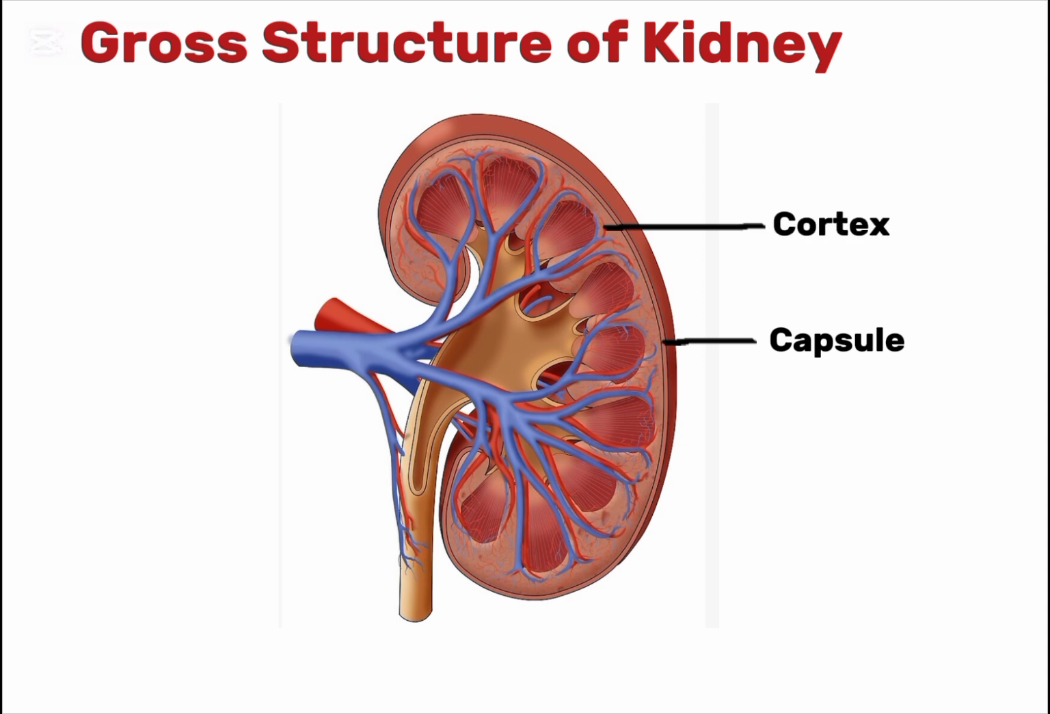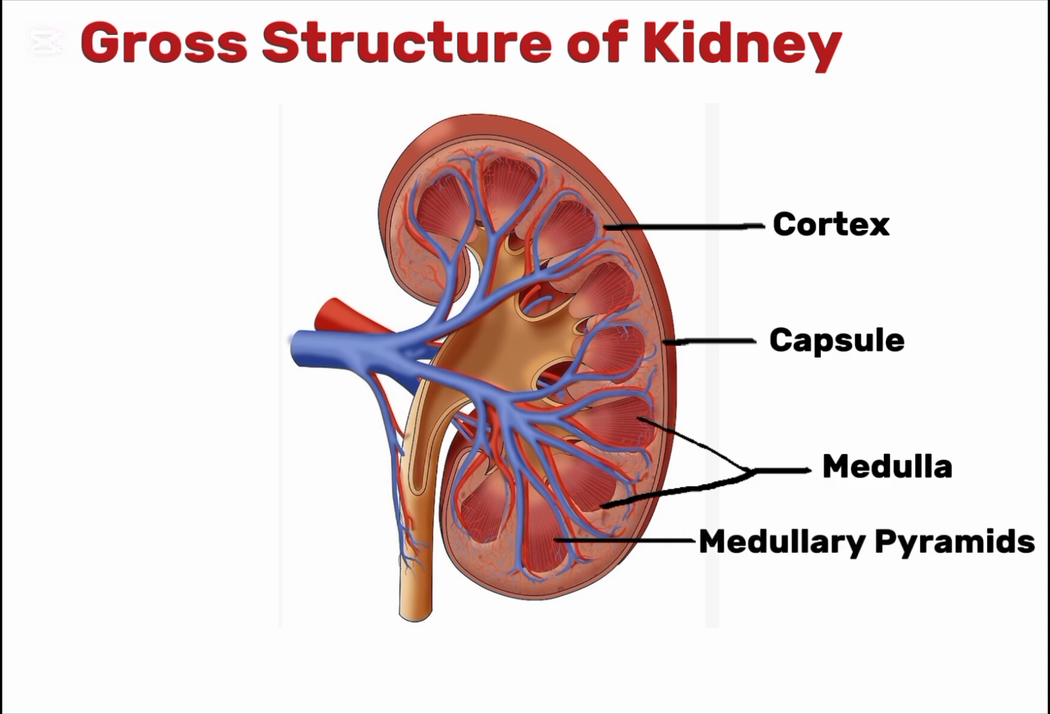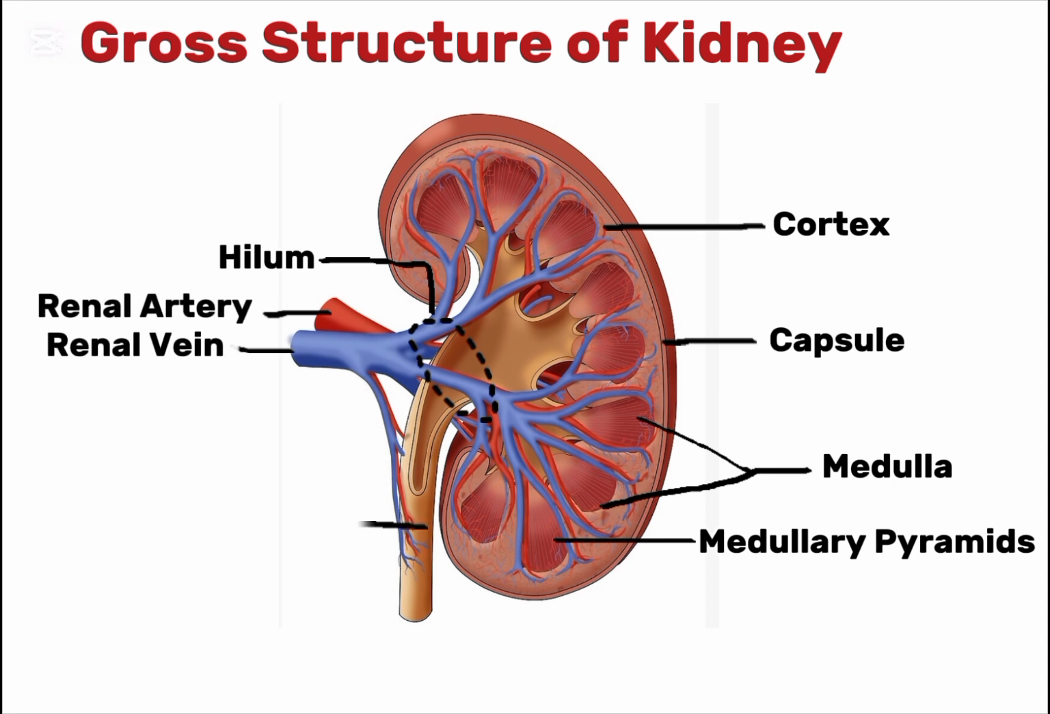Cortex is the reddish brown layer that lies immediately below the capsule. Third and the most innermost layer is the medulla, which consists of various conical shaped striations that are renal pyramids. Hilum is the medial concave border of a kidney where blood vessels, lymph vessels, nerves, and ureter enter.